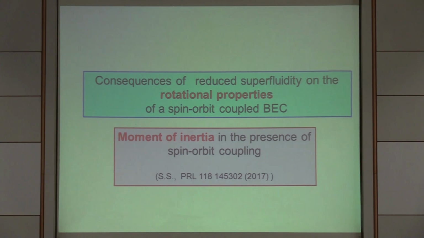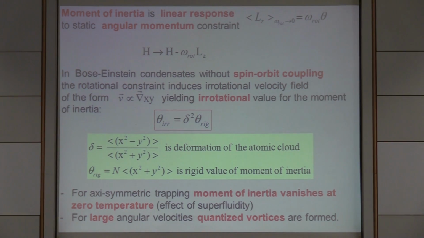The second point that I would like to discuss now is what are the consequences of the reduced superfluidity on the rotational properties of the spin-orbit gas. In particular, I present the derivation and the results for the moment of inertia of a gas trapped in an harmonic potential. And the moment of inertia is defined as the linear response to a static angular momentum constraint.